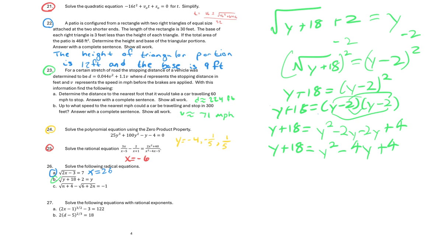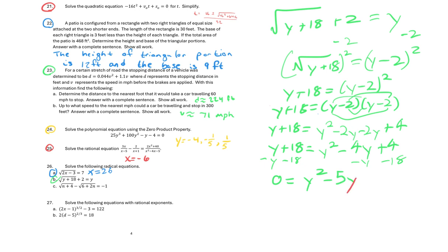Now we want to move everything onto one side, all the like terms, and create a quadratic for ourselves. So minus y, and then minus 18. So our left-hand side is going to be left with 0 is equal to y squared minus 5y.